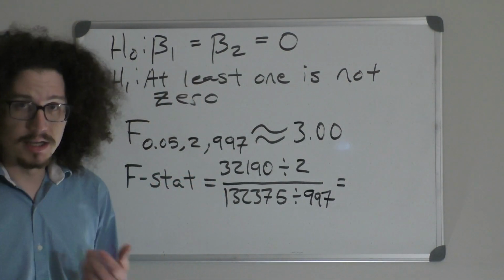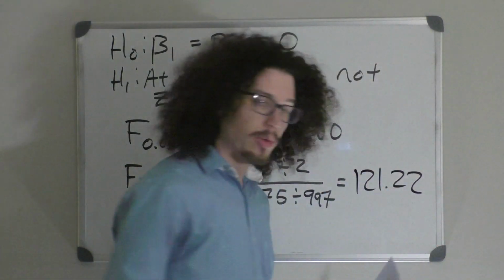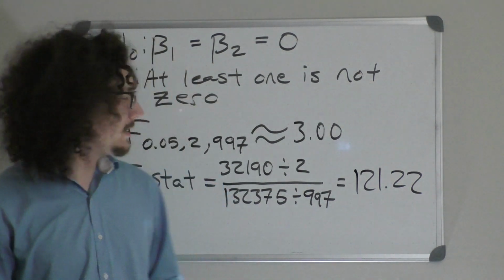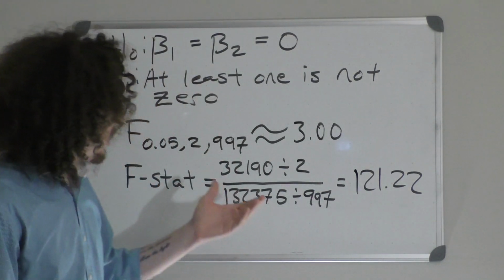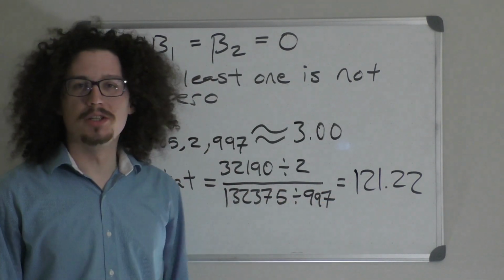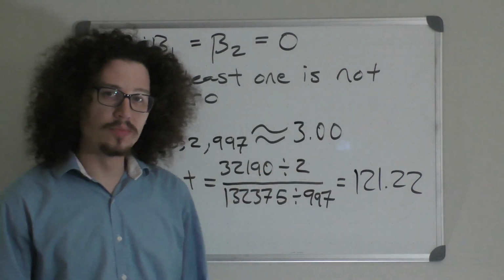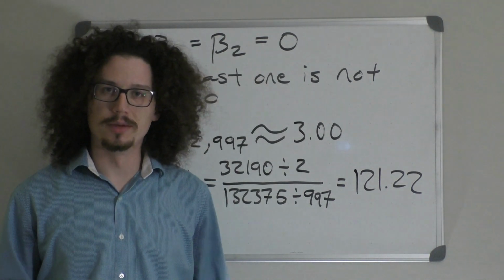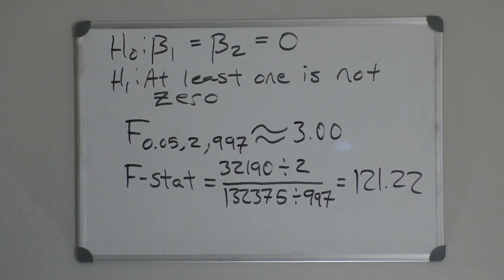So once we have that in place, we're going to go ahead and punch it into our calculators, and we're going to get 121.22. All right, so we probably don't really need to do much else with this one. We're probably going to figure out what the conclusion is, but 121.22 is definitely larger than 3.0, so our conclusion will be that we reject the null hypothesis and conclude that the model is significant.